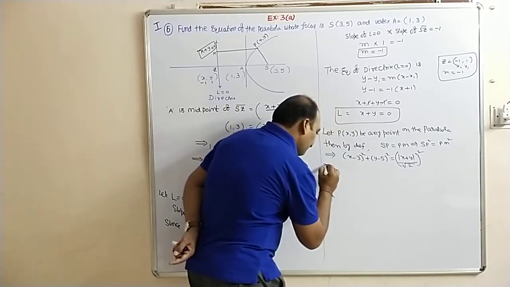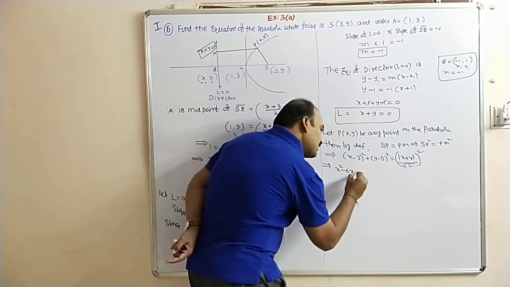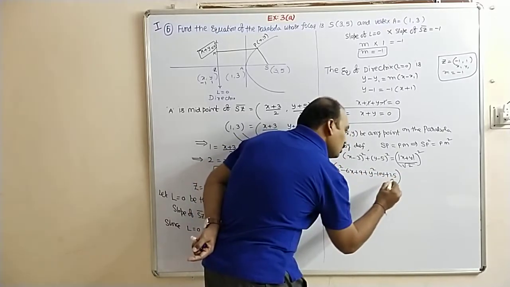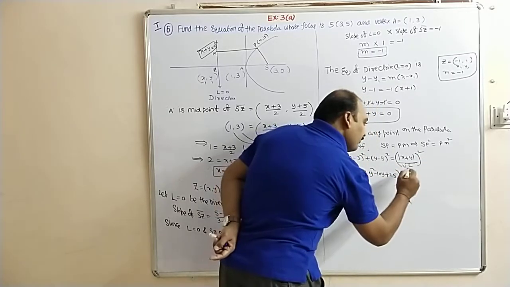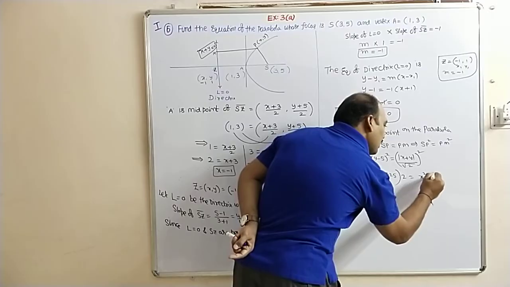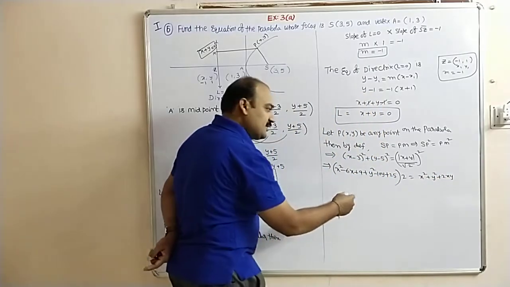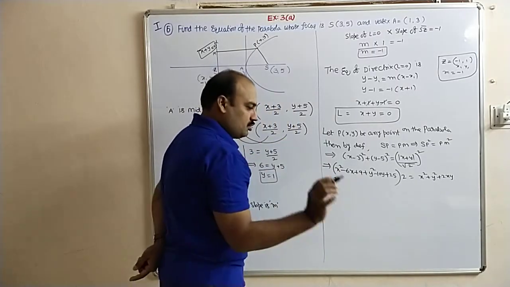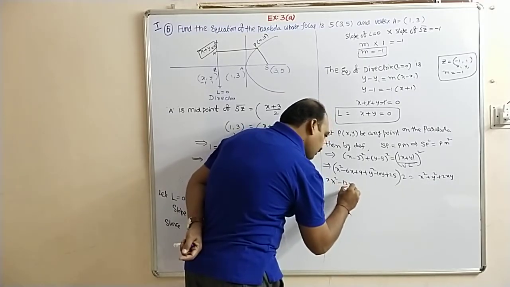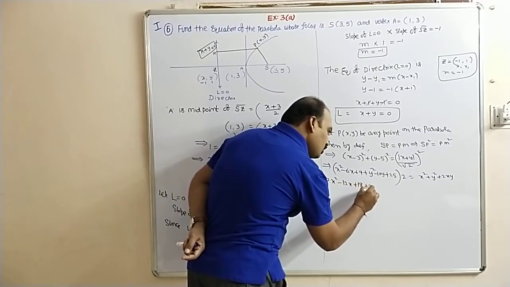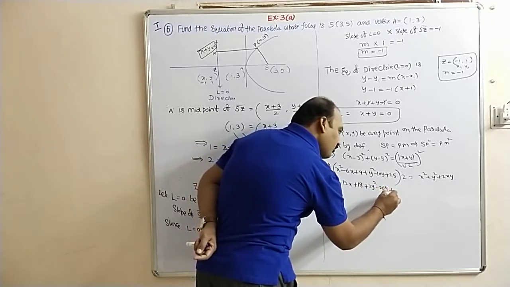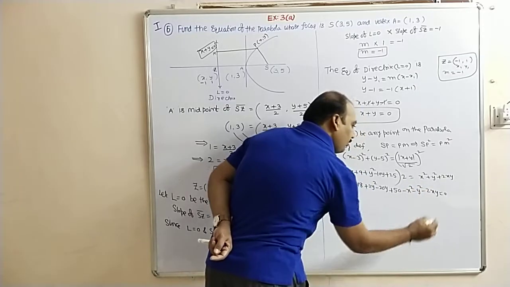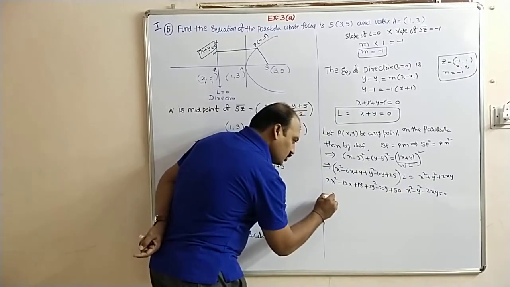So if you simplify, x square minus 6x plus 9 plus y square minus 10y plus 25 into 2, root 2 whole square of cross multiply, and x plus y whole square expansion: x square plus y square plus 2xy. So these values we can take this side, multiplying with 2. So you can get 2x square minus 12x plus 18 plus 2y square minus 20y plus 50 minus x square minus y square minus 2xy equal to 0.